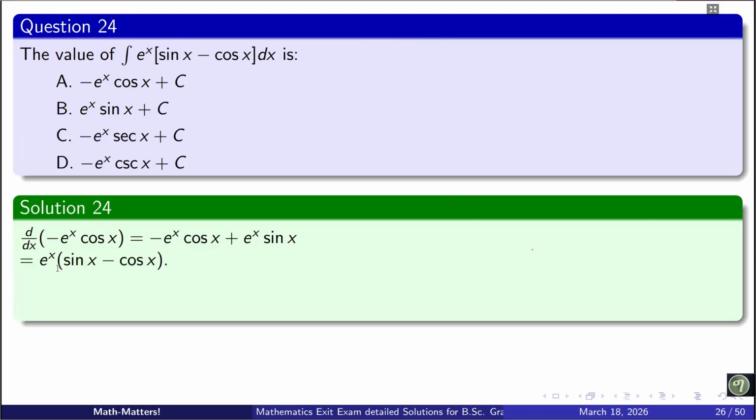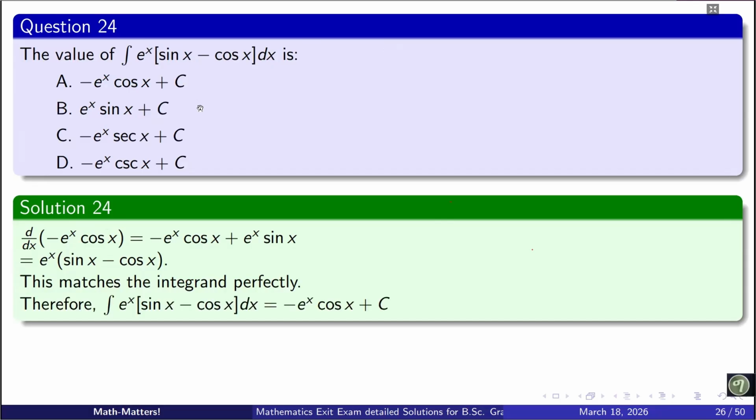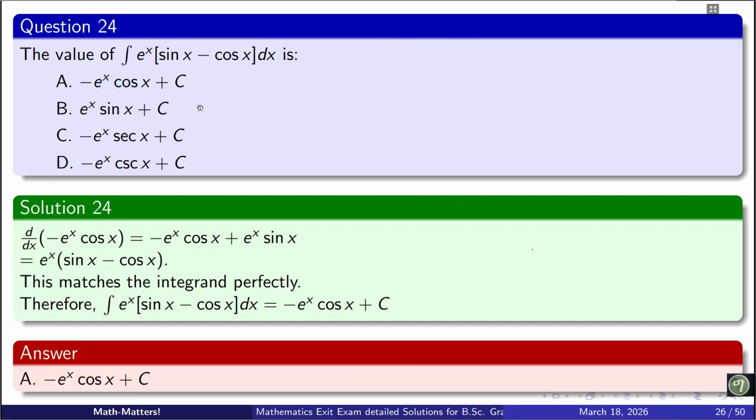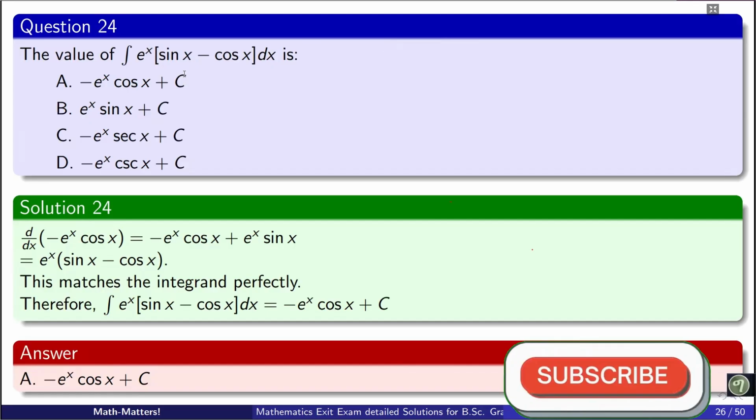Therefore, if we factor out e to the power of x as the common factor, we have e to the power of x times (sine x minus cosine of x). And this matches the integrand perfectly. That means the derivative of this function is exactly identical with the integrand, so the integral of this function is minus e to the power of x cos x plus any constant c. So the answer is A.